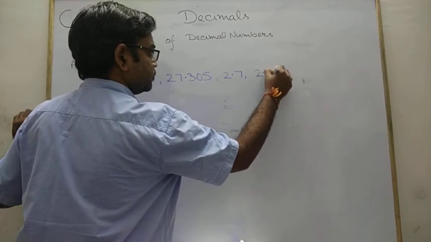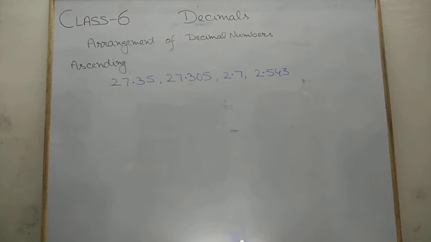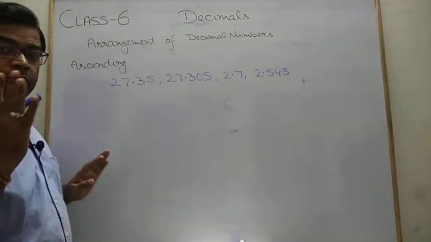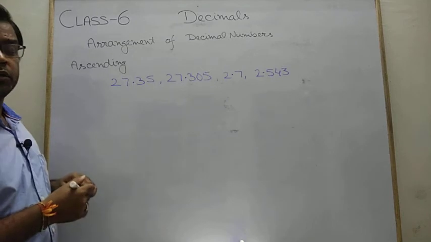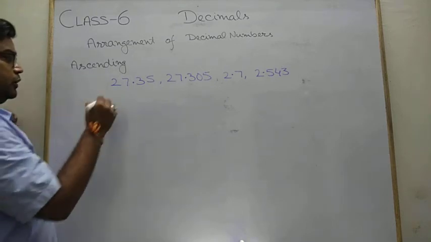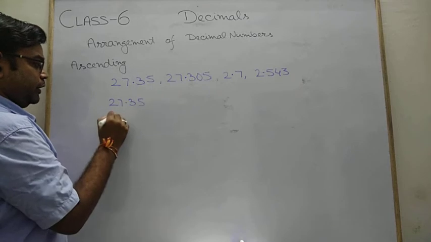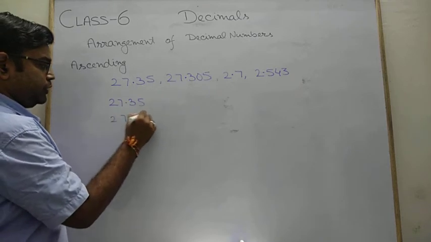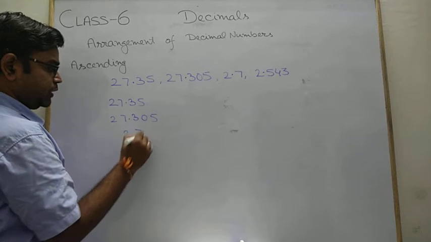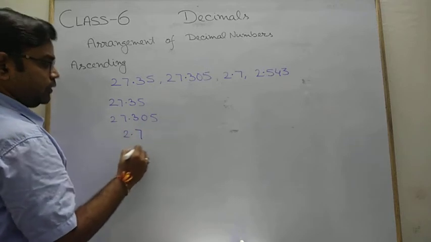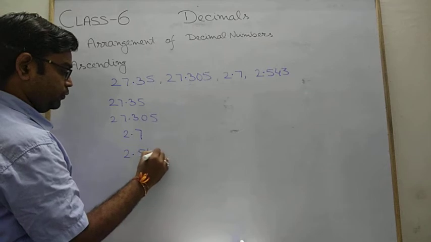Clear? So we are going to arrange them. First, we have to convert them into like decimals. So follow the same process I told you. Here, write down the numbers 27.35, then 27.305, 2.7, then 2.543.